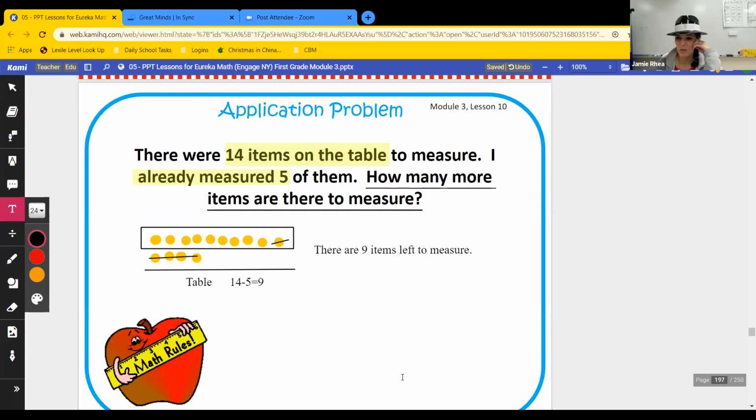So did we solve this problem? Let's go back and look. How many more items are there to measure? There are 9 items left to measure. Did we answer that question? Yes, we did. We did the read, draw, write method where we read our problem and we found clues. We drew it out, and I even wrote out a problem, and then I wrote a statement. I've got a number and a statement. So are we ready to move on? Yeah, because we have closed this case. We have solved the case.